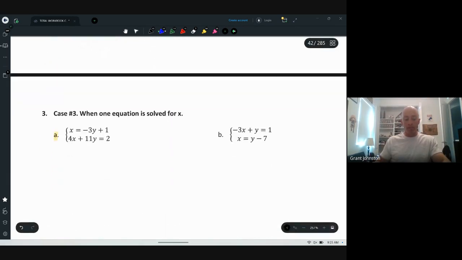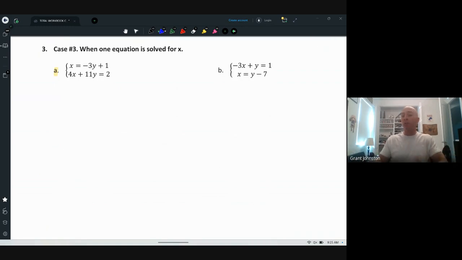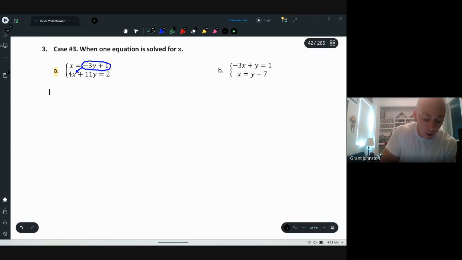Case 3, where one equation is solved for x. So this is very similar, except just one equation is solved for x. So since x equals negative 3y plus 1, I can take this negative 3y plus 1 and substitute it in for x, because that's what x equals. You wouldn't substitute it in for y, you substitute it in for x because x equals that. So I'm going to write this out. I got my 4. Now where x is, I'm going to write the negative 3y plus 1. Then I have that plus 11y equals 2.